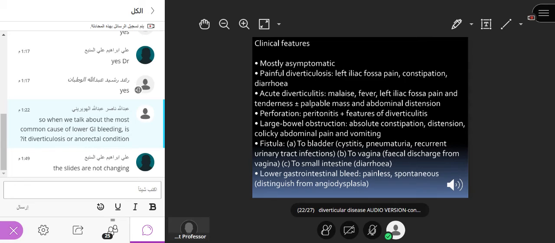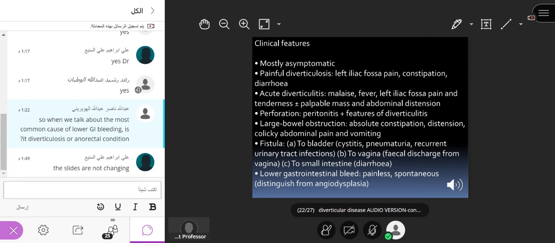So it can be asymptomatic, only painful, like tenderness in the left iliac fossa, or it may present as acute diverticulitis. If there is diverticulitis, there will be fever, malaise, left iliac fossa pain and tenderness, plus or minus a palpable mass and abdominal distension. At the early stage, we just treat constipation. We give painkillers and treat constipation, and usually things become okay. At this stage, we give antibiotics, painkillers, relieve the constipation, and lifestyle modification, so it will be okay.